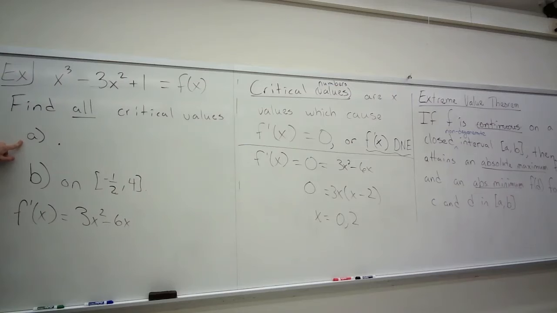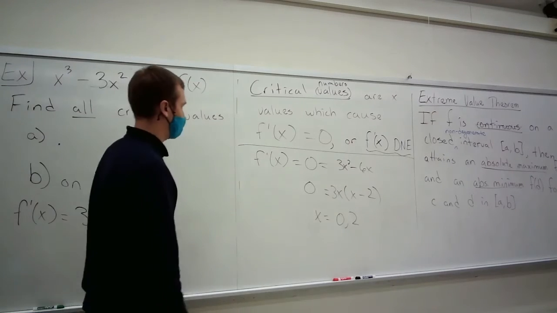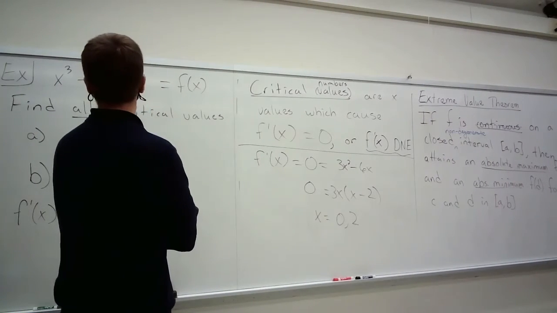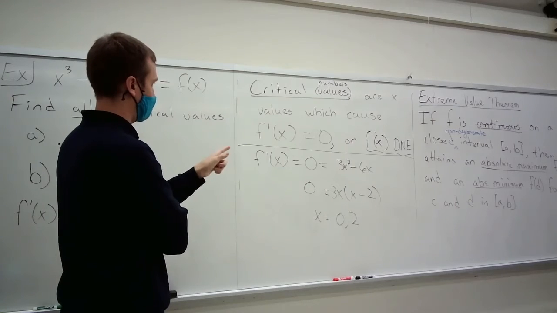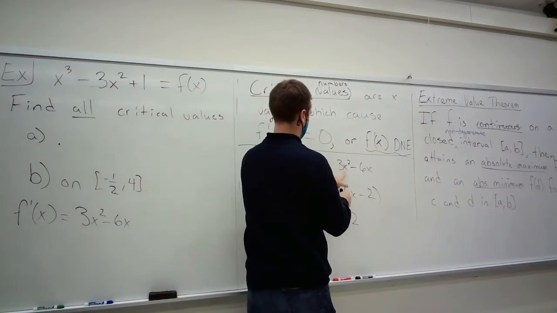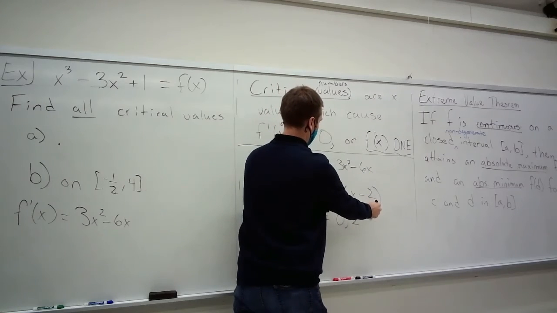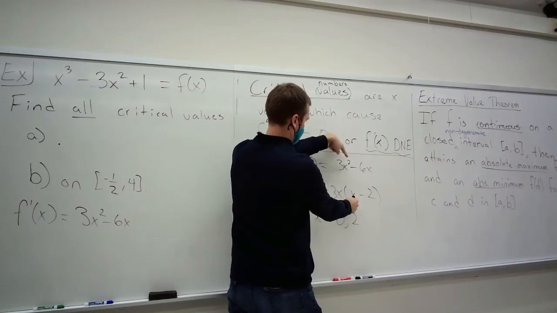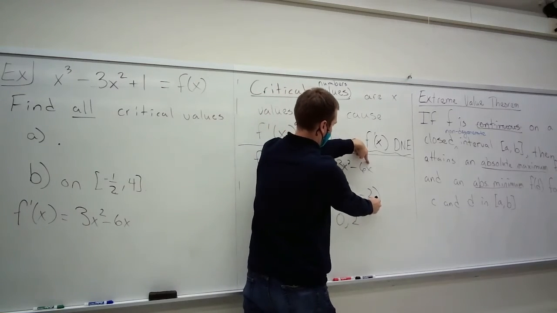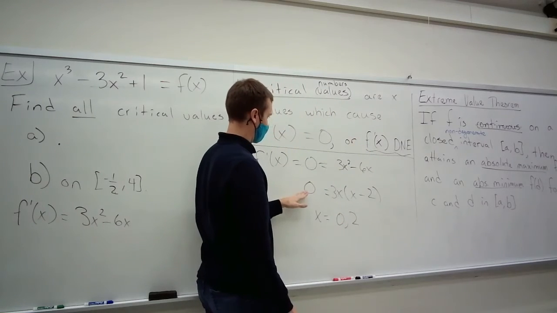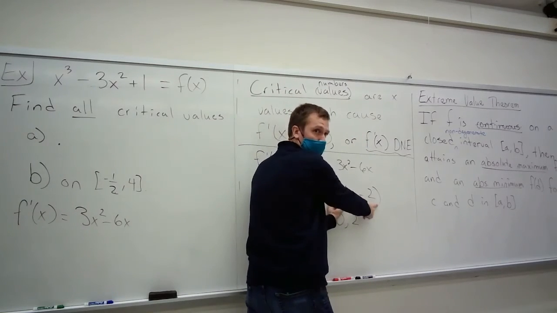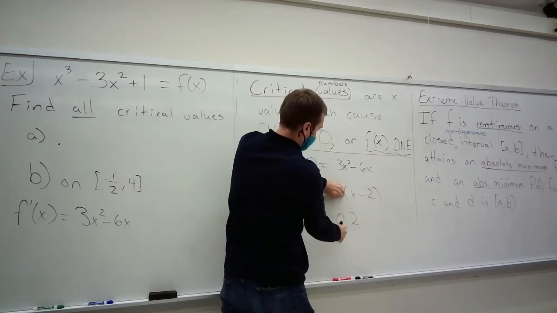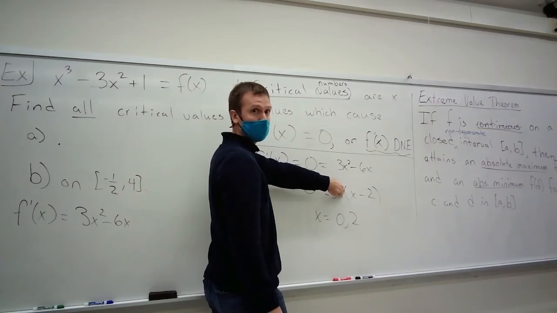Yes? How did you get the 2? Let me just verify that I've done this right. 3x squared minus 6x. Factored out a 3, so 3 goes to 1, and 6 goes to 2. Factored out an x, so this x squared becomes an x, and this x becomes a 1. It's equal to 0, so I've got a number times another number equaling 0, which means either this number is 0, which means x is 0, or this number is 0, which means that x is 2.